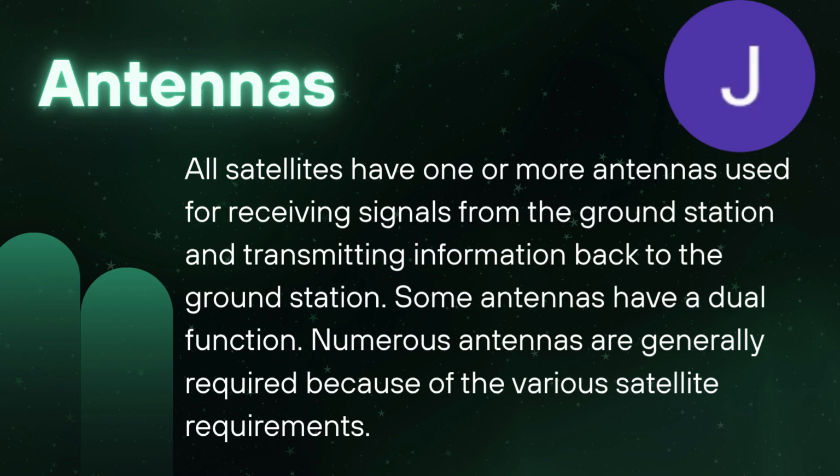Antennas. All satellites have one or more antennas used for receiving signals from the ground station and transmitting information back to the ground station. Some antennas have a dual function. Numerous antennas are generally required because of the various satellite requirements. So its function is receiving signals and transmitting signals. Some antennas are dual purpose and multiple antennas are often required so that it can function very well and simultaneously.